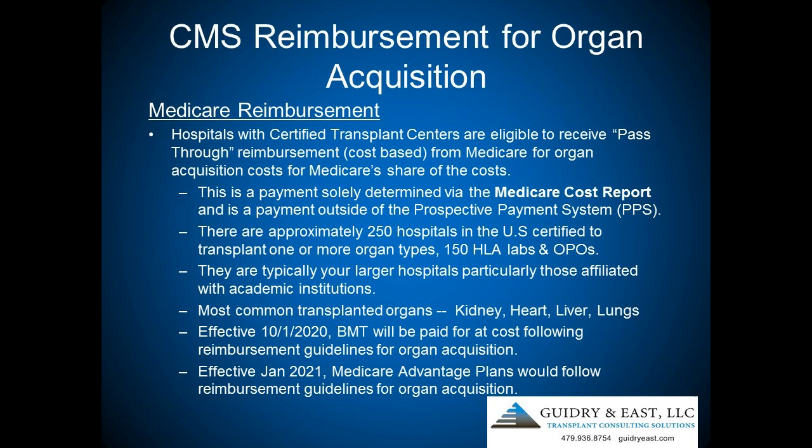There are approximately 250 hospitals in the U.S. certified to transplant one or more organs, 150 HLA labs and OPOs. They all file cost reports, and their cost reporting methodology is kind of similar with some key differences. They're typically your larger hospitals, particularly those affiliated with academic institutions. And the most common transplanted organs are kidney, heart, liver, and lungs.